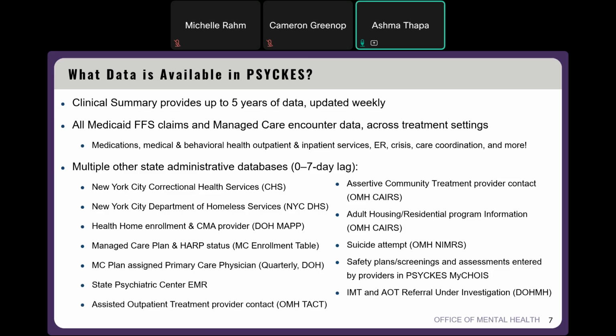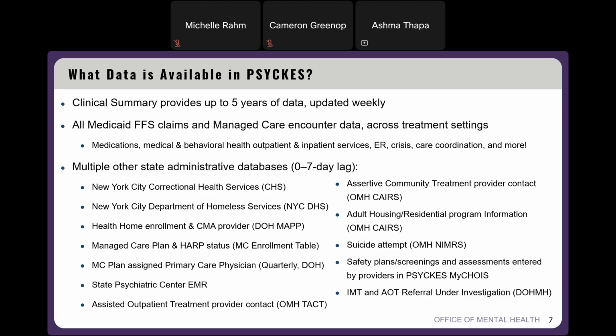But things like outpatient and inpatient services, it can take a couple of months from the time the service occurred to when it shows in our application. And that's why we have our other data sources, and that would be our state administrative databases as listed on the screen. These are more real time with a 0 to 7 day lag. So let me mention a few here. So we have the New York City Correctional Health Services. So if somebody spends some time in jail-based care setting, we will have that data in our application.